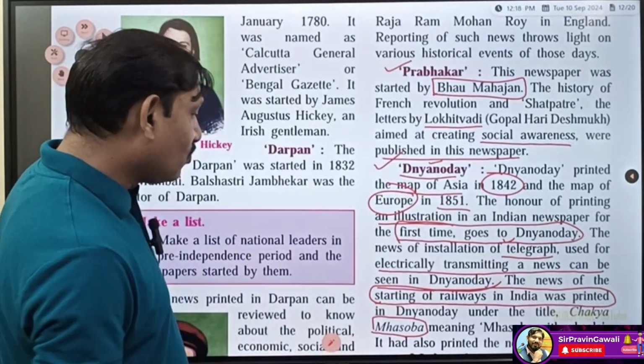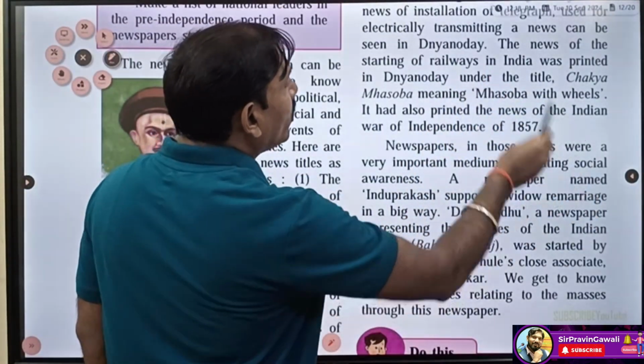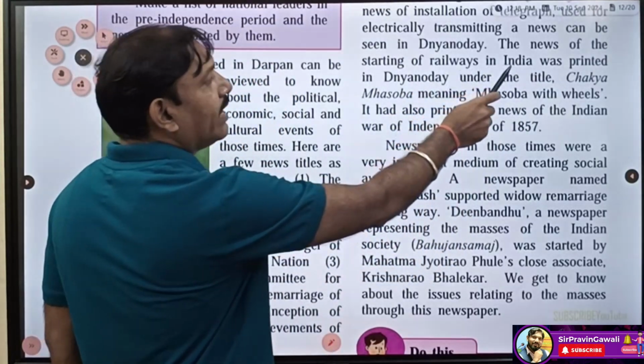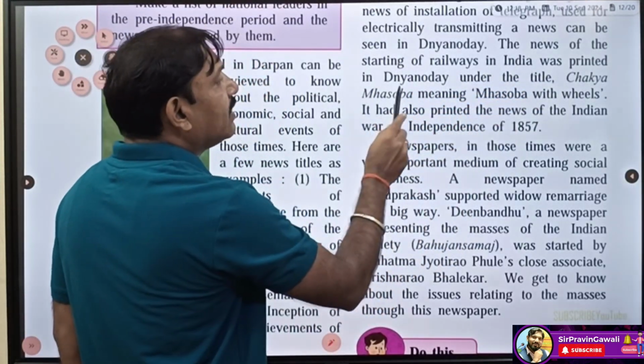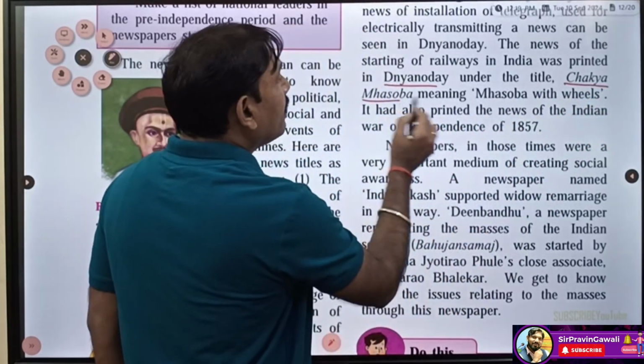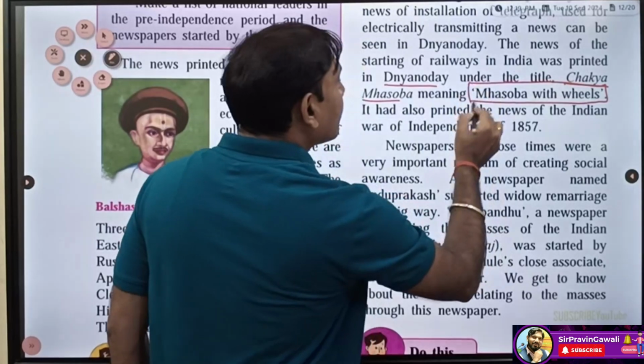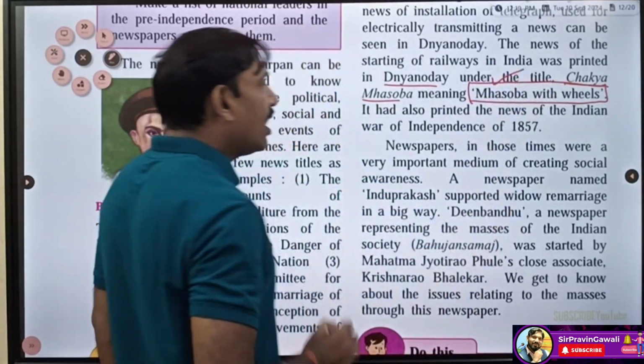Don't forget. Now see students here. What is the meaning of Chakya Masoba? Just now I have told you. The news of the starting of the railways in India was printed in Jnanoday under the title Chakya Masoba, meaning Masoba with wheels. What do you mean by Masoba? Just now I have told you.